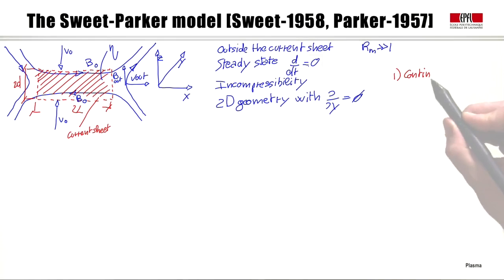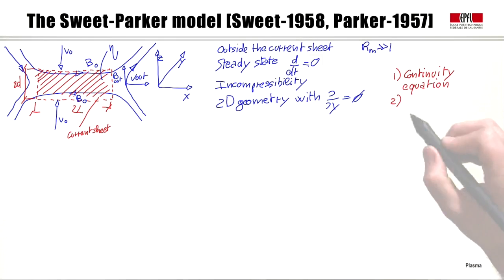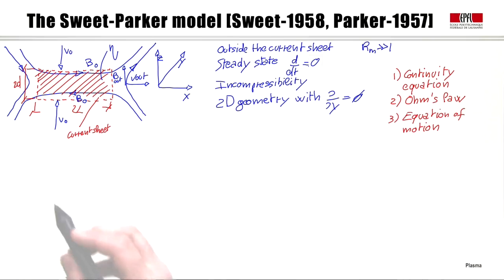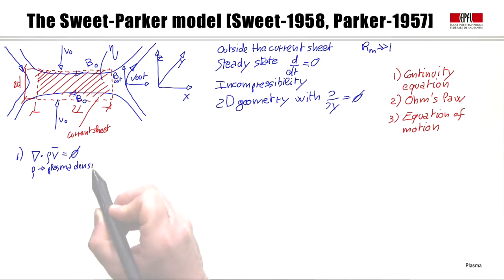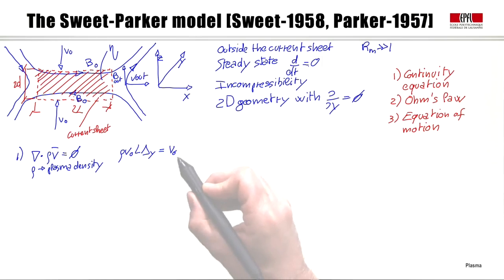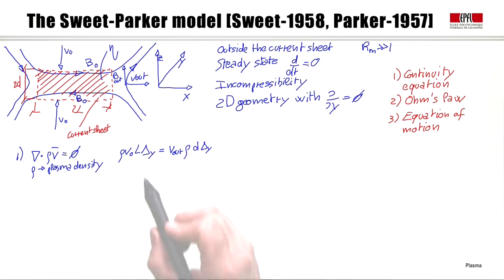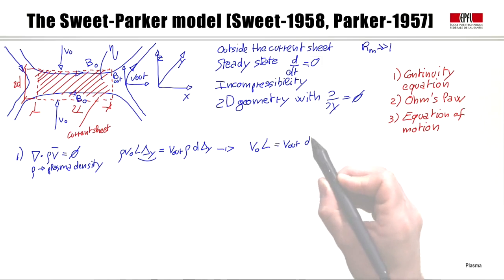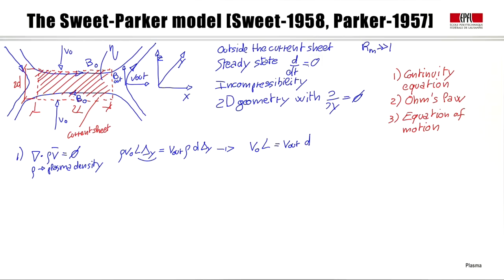To derive the Sweet-Parker model, we will use the continuity equation, the Ohm's law, and the equation of motion. Let's start with the continuity equation. Divergence of ρ times v equal to 0, where ρ is the mass density of the plasma. From this equation, using the coordinate system we have chosen, it's easy to write, where delta y is the thickness of the layer in the y direction, which drops out. We can therefore obtain an equation that links the outflow velocity v out to the inflow velocity v0 via the thickness and the length of the current sheet.